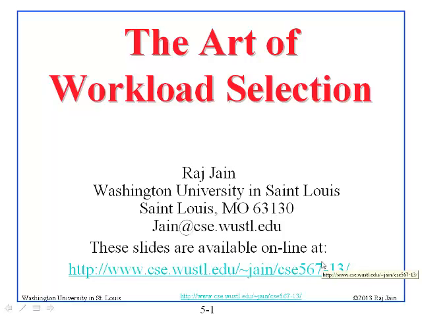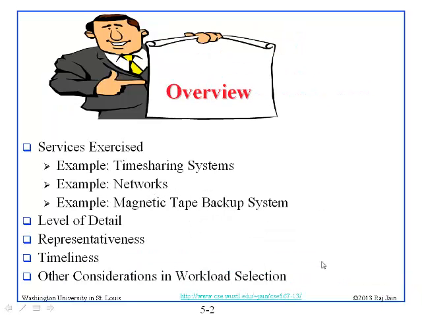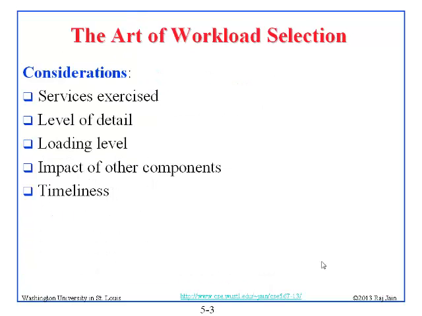We are going to talk about how to select your own workload for your system. And obviously the key is the services that you are going to use from that system. So we will take some examples and then go through some issues about levels of detail, representativeness, timeliness, and other considerations. There are 5 total considerations: services, level of detail, loading level, impact of other components, and timeliness, and we are going to discuss them one by one.